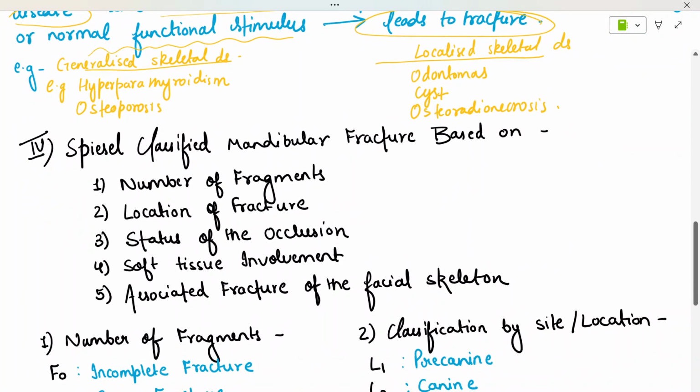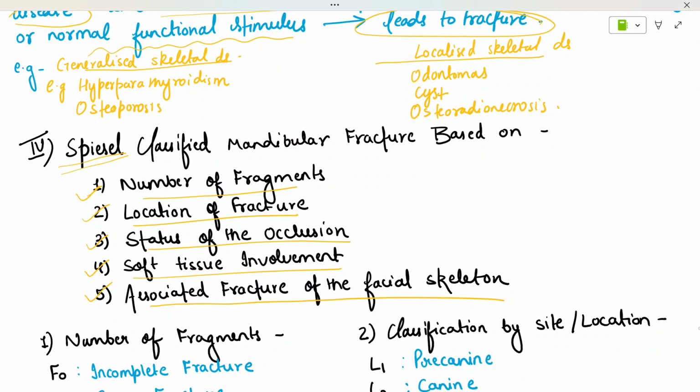The last one is the classification given by Spiessl. This classification is based on five important aspects. Number one is the number of fragments, then the location of the fracture, where basically the site or origin is, then the status of the occlusion, meaning what the occlusion will be like after the fracture, then the soft tissue involvement, whether the surrounding soft tissue is involved or not, then the associated fracture of the facial skeleton.